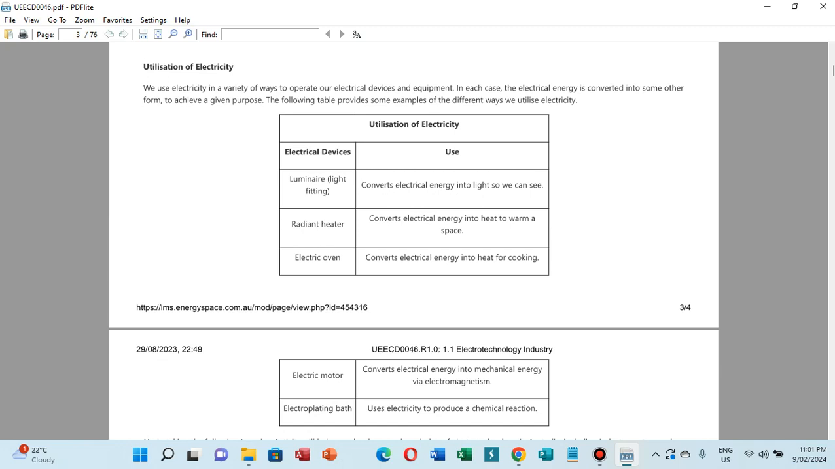The utilization of electricity: we use a luminaire and also a radiant heater, electric oven, electrical motor. Those are the typical applications of electricity.